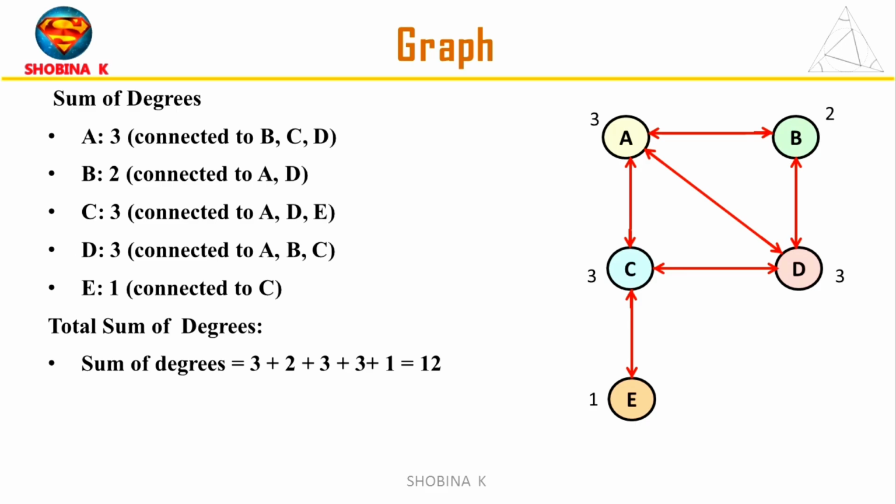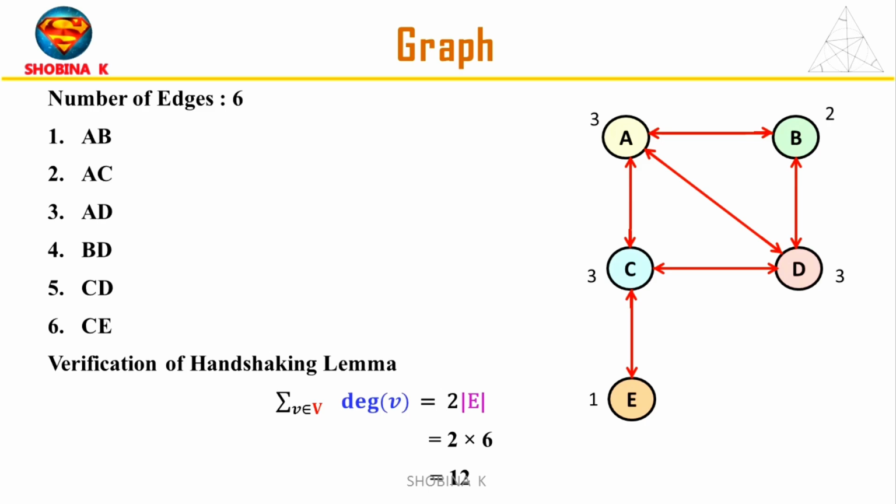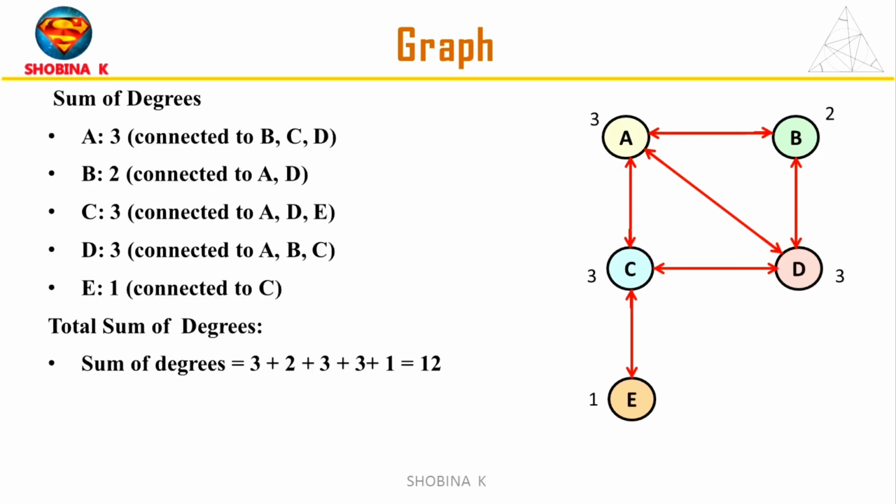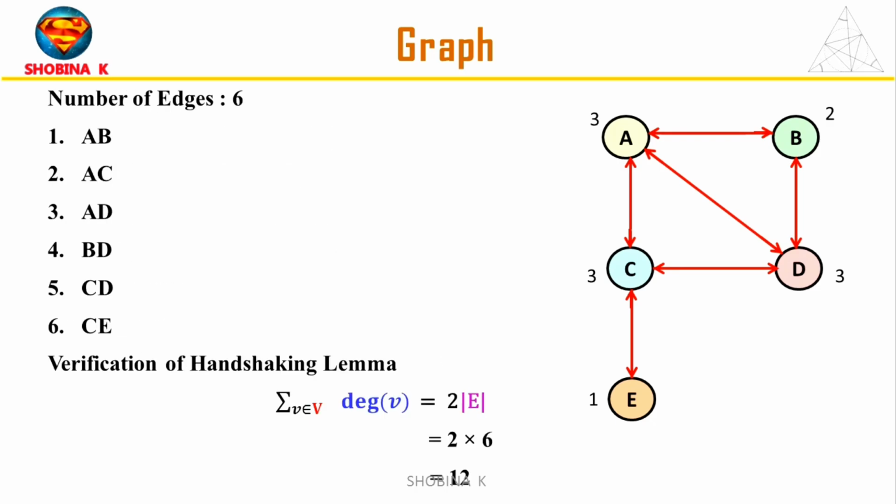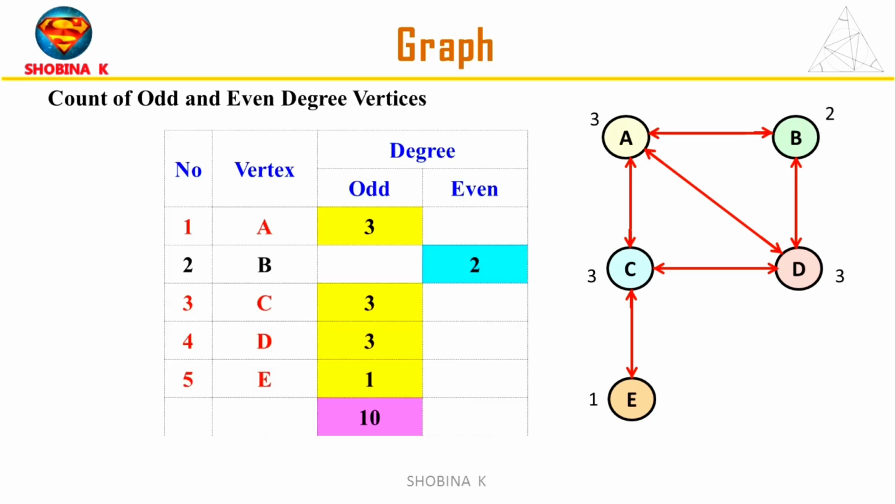Now calculate the sum of degrees. It is 12. Now count the number of edges. The graph has 6 edges. Confirm with the handshaking theorem. Substitute the values. We get 12. The calculation confirms that the sum of vertex degrees is equal to twice the number of edges. Next, count the odd and even degree vertices. Odd degree vertices are A, C, D and E. We have 4 odd degree vertices, which is even.